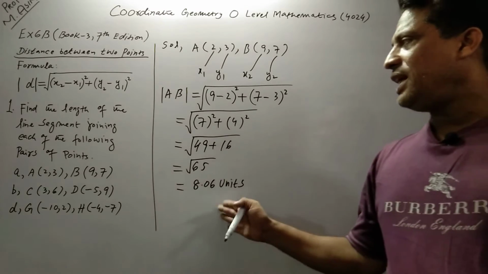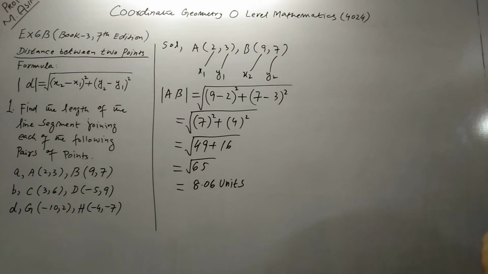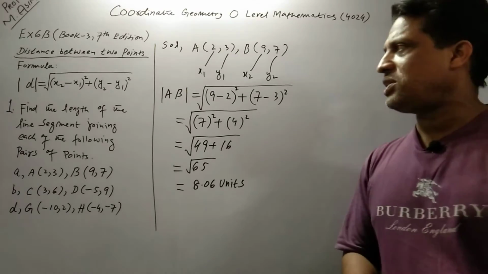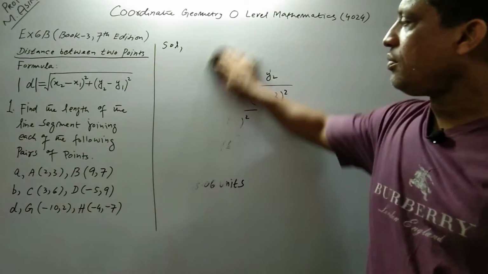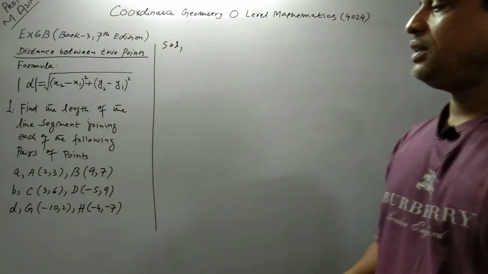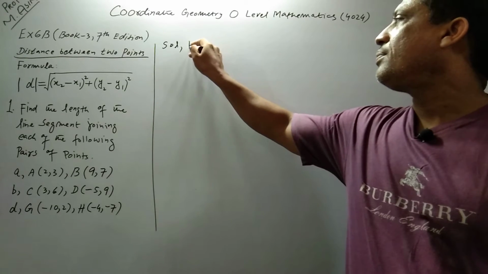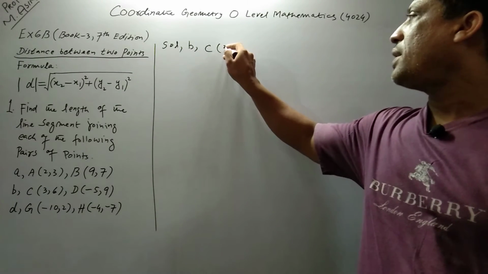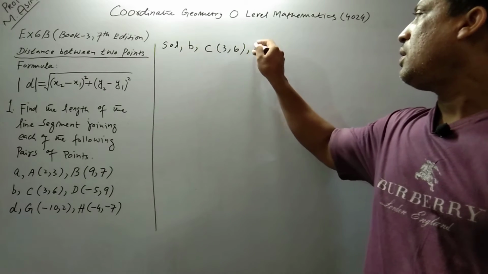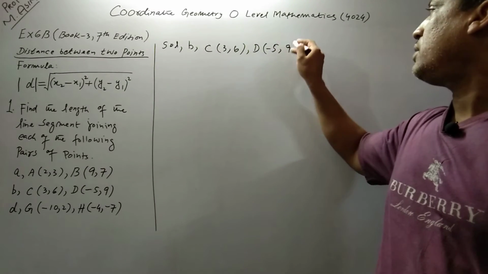Hope you feel that this is a very easy formula and a very easy topic, distance between 2 points. See part number B. What is part B? C is given (3, 6) and D is given (-5, 9).